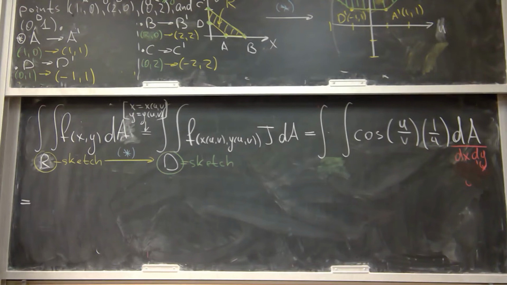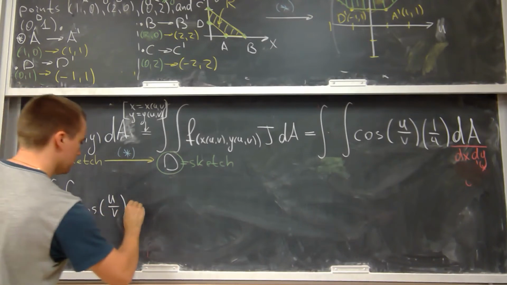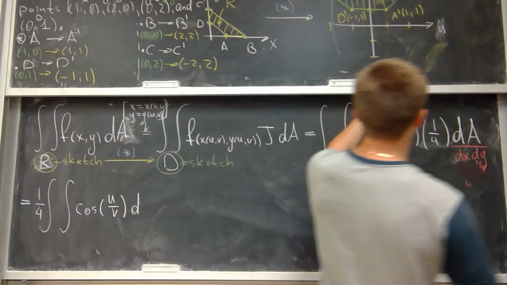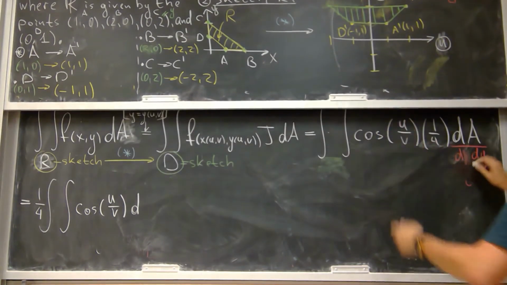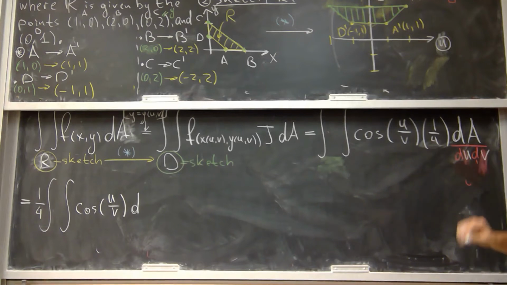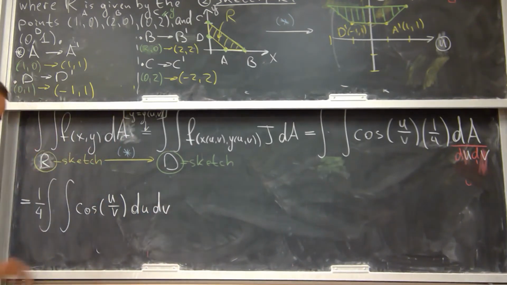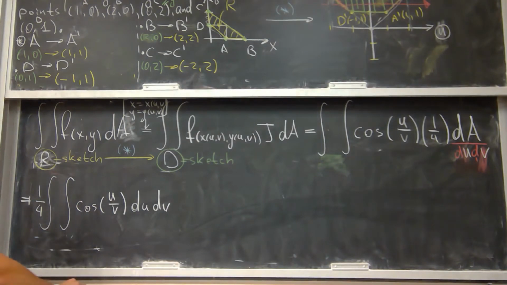So from here it follows that I will have the double integral of 1 over 4 cosine u over v. It's not dx dy, be careful. It's du dv. So here is my du dv. And right now this integral is pretty simple to compute. So let's find the bounds, first number bounds for dv and then function bounds for du.